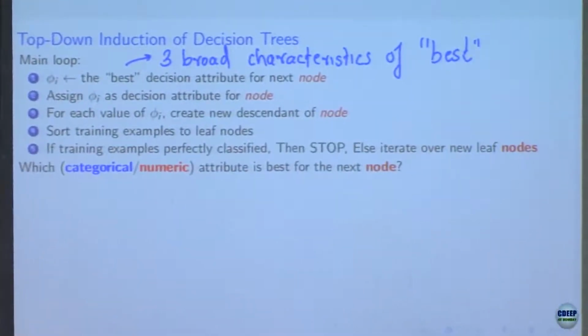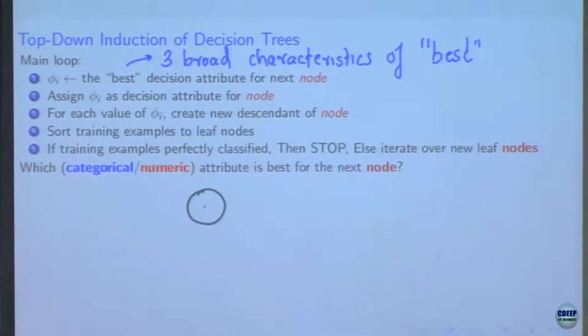I am just summarizing this picture again here. So we have a phi I, we have Vi1, Vi2, Vi3, okay, Vij in general.